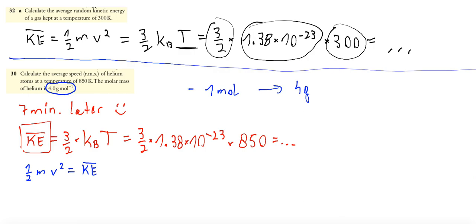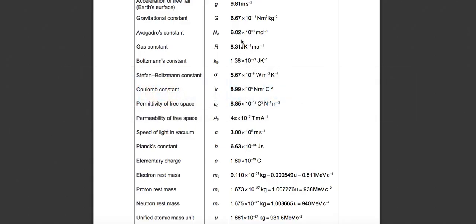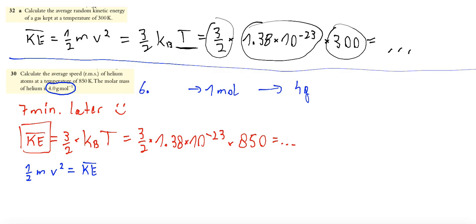And you know that 1 mole contains Avogadro constant of molecules, and Avogadro constant is 6.02 times 10 to the power of 23. Or basically, 4 grams of helium-4 contains 6.02 times 10 to the power of 23 molecules, and remember that 4 grams is 4 times 10 to the power of minus 3 kilograms. So I can build a simple proportion.